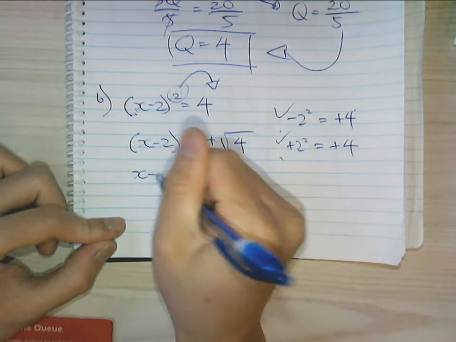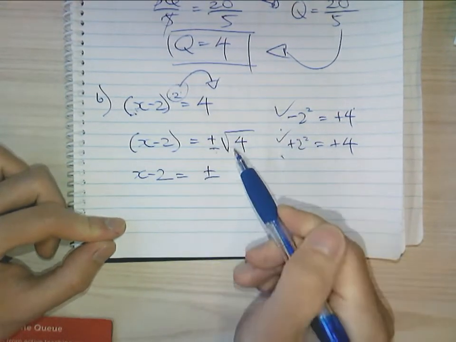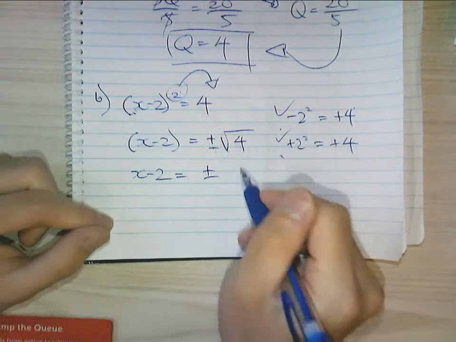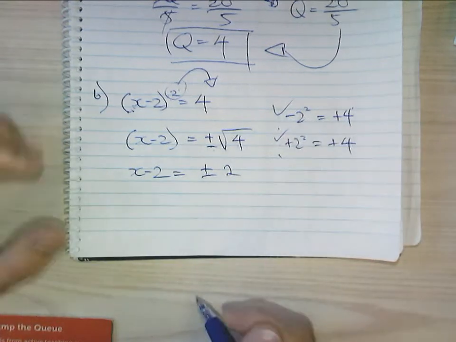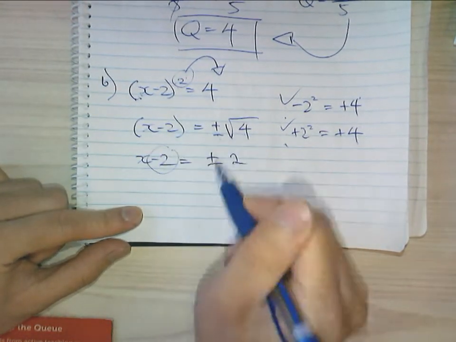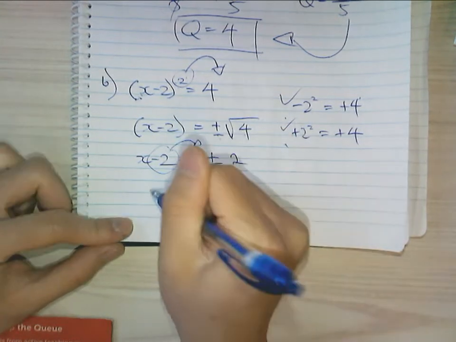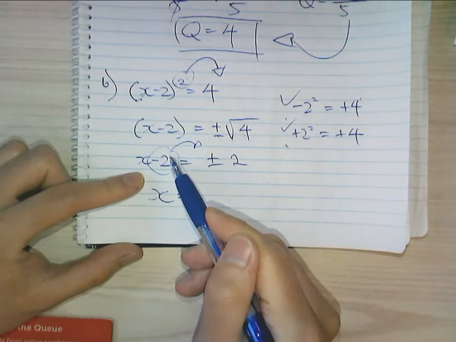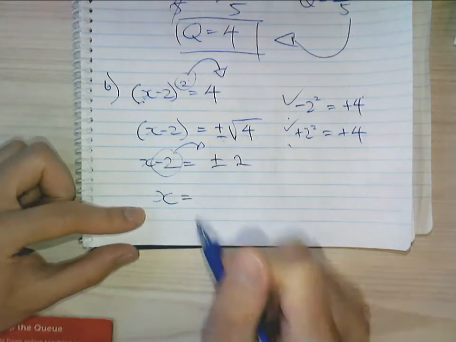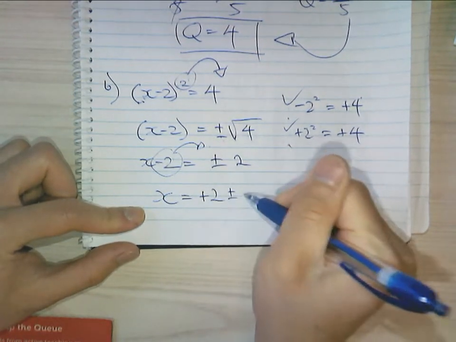So x minus 2 is equal to plus or minus the square root of 4. If you don't know it, pop your calculator in. Otherwise, the square root of 4 is just +2. Okay, so how do we get x by itself? We've got to move this -2 to the other side. x is equal to, when we move -2 to the other side, it becomes the opposite of whatever it's currently doing. The opposite of -2 is of course +2, plus or minus 2.